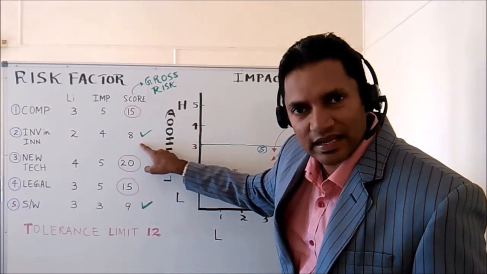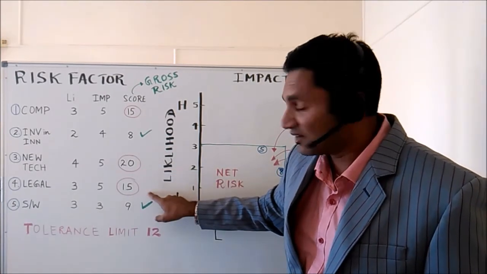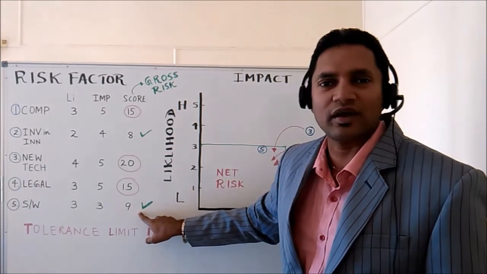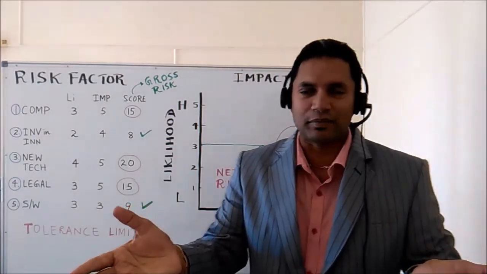Investment in innovation 8. New technology 20, the highest. Legal 15 and software risk 9. That is the gross risk. So let me relate with another example.